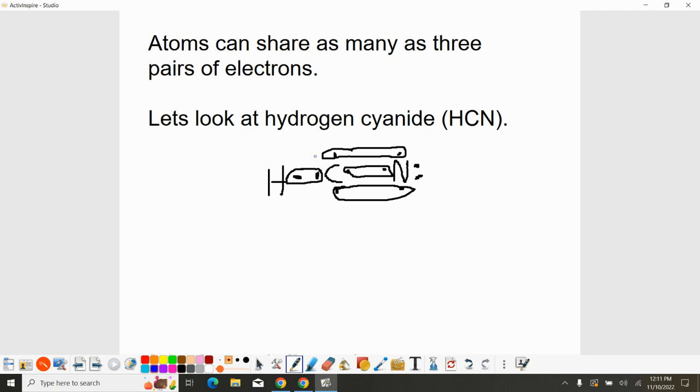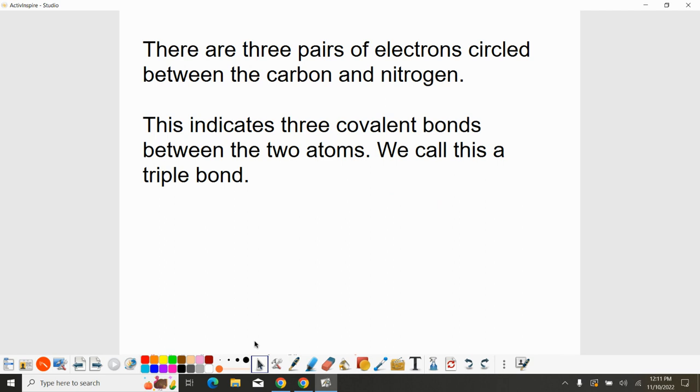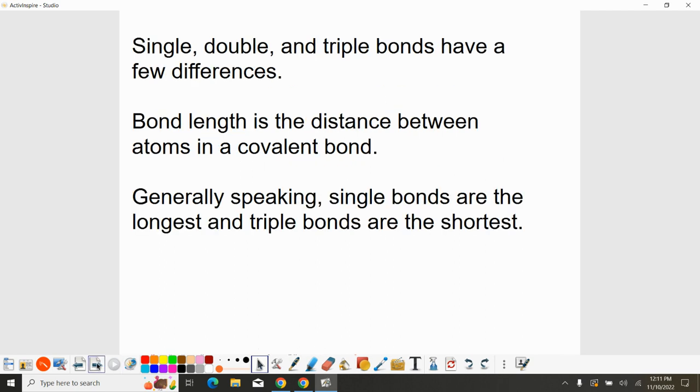If we look at the carbon-nitrogen bonds, I have circled 3 sets of electrons between them. That's a triple bond. We have a single bond over here between the carbon and hydrogen. We have a triple bond between the carbon and the nitrogen. 3 pairs of electrons means you got a triple bond. There are some differences in single, double, and triple bonds, and this is the information that you have to use to answer the next set of questions.